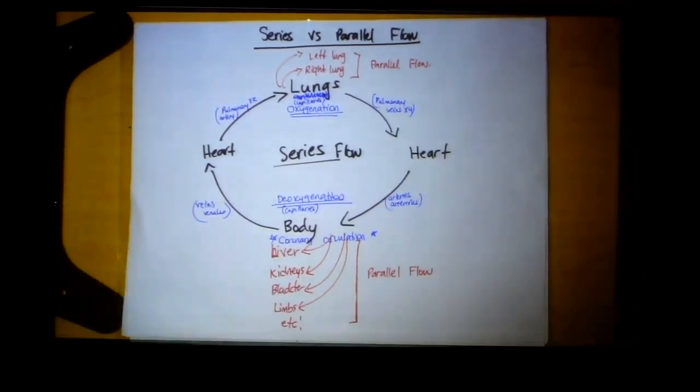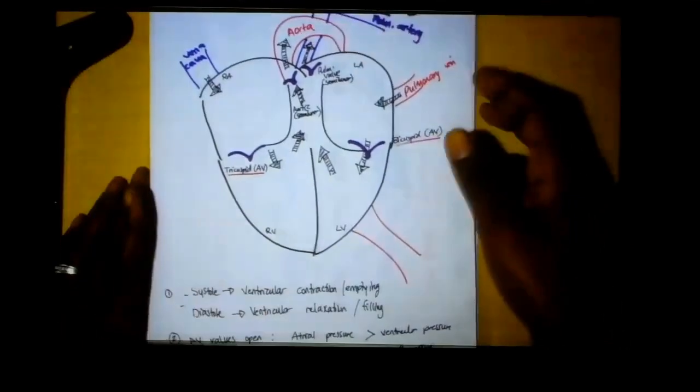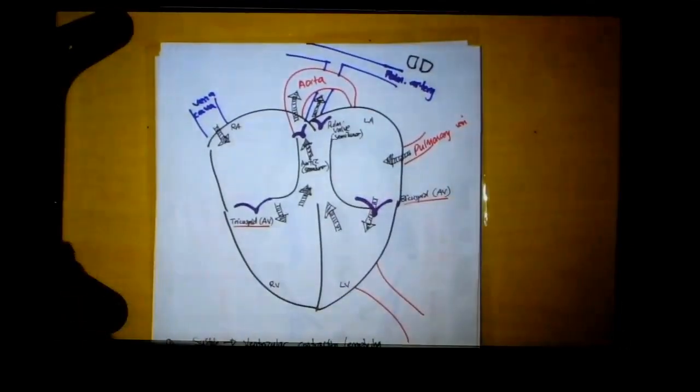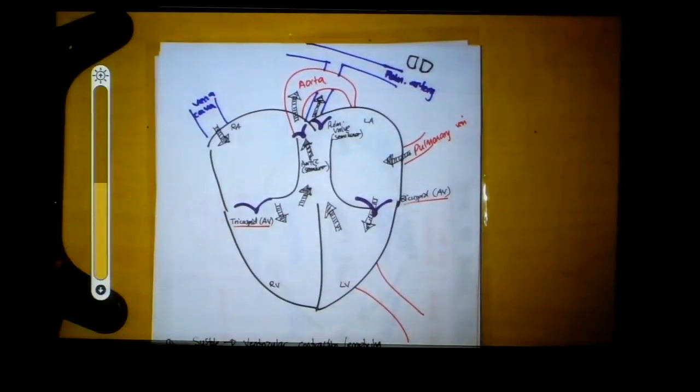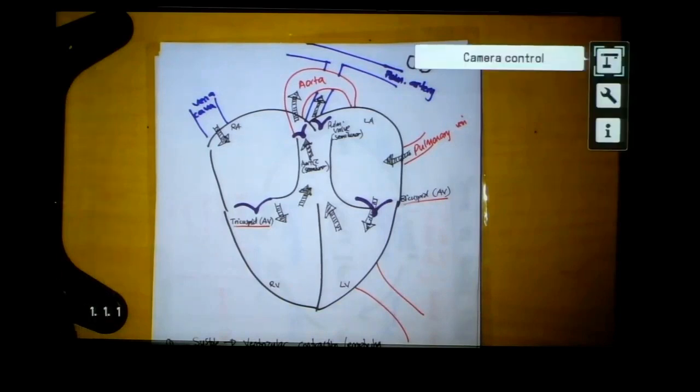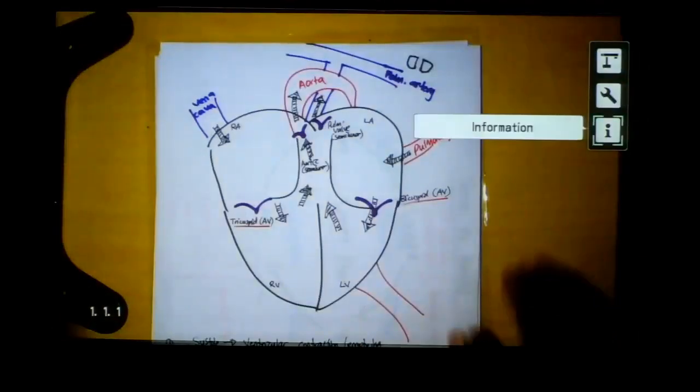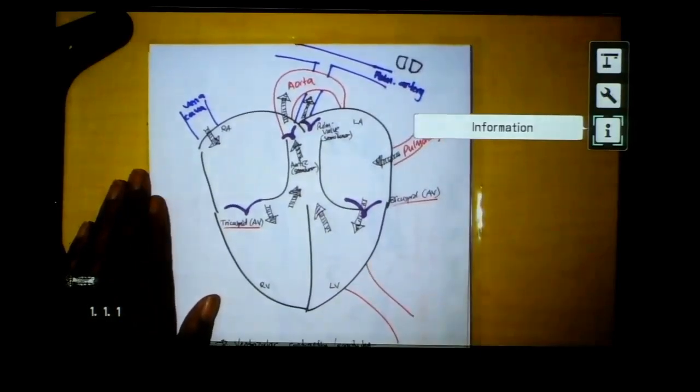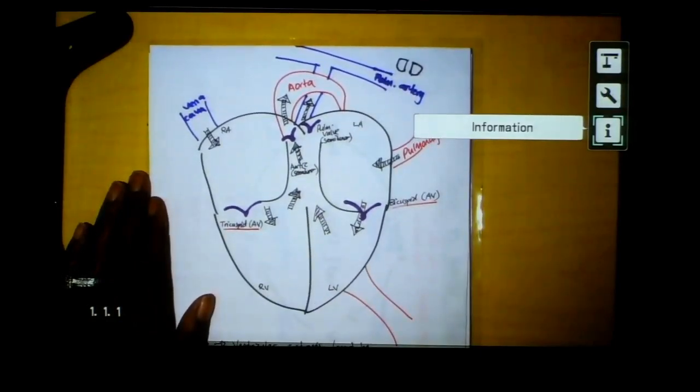The next question that I got had to do with the valves and understanding which valves are where and what they're doing. And so we'll look at this drawing here. Just trying to zoom in, but I can't. Okay. So just to describe, we have two semilunar valves and two AV valves, right?